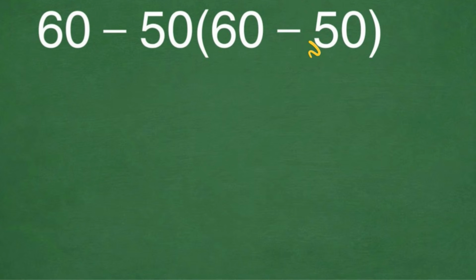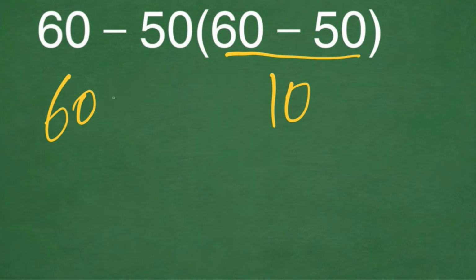So here we have parentheses, a subtraction and a multiplication, right? If a number is next to parentheses, that means multiplication, so we do have multiplication here. So let's solve the problem together. 60 minus 50 gives us 10, and the problem becomes 60 minus 50 times 10, right?